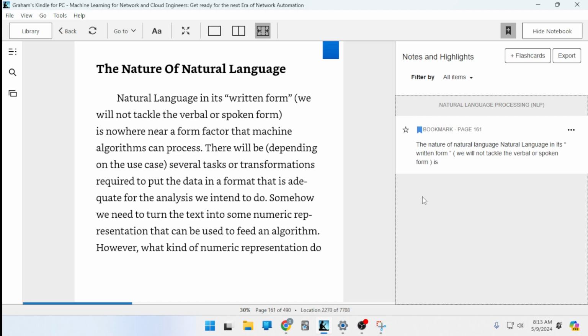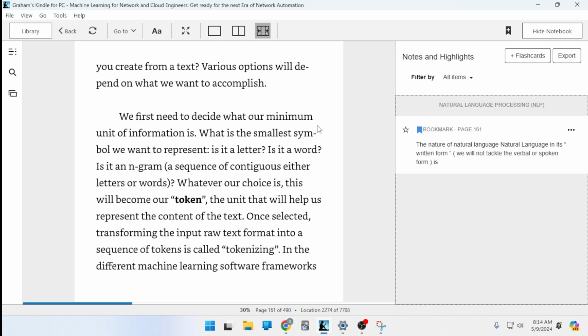There will be, depending on the use case, several tasks or transformations required to put the data in a format that is adequate for the analysis we intend to do. Somehow, we need to turn the text into some numeric representation that can be used to feed an algorithm. However, what kind of numeric representation do you create from a text? Various options will depend on what we want to accomplish.